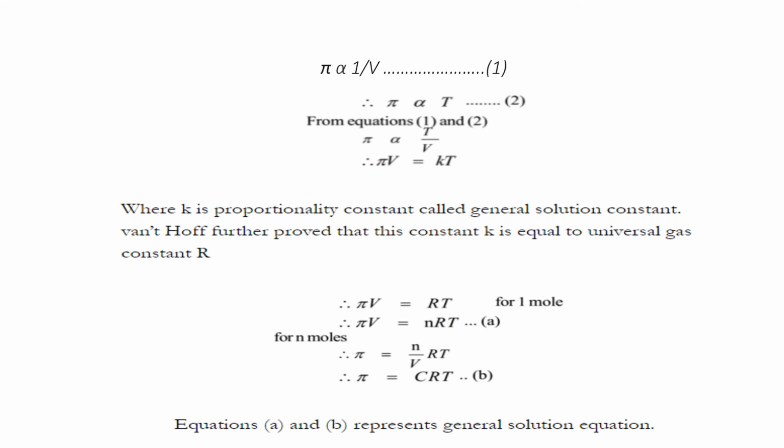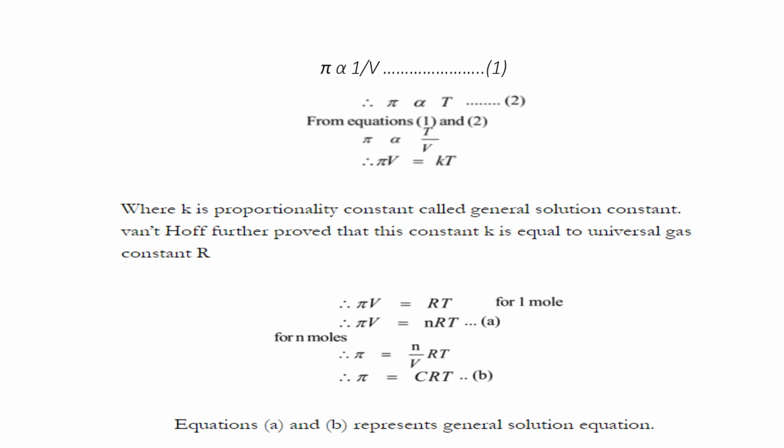By combining Van't Hoff-Boyle's law and Van't Hoff-Charles law, we get pi directly proportional to T by V. That is, pi V is equal to KT, where K is a proportionality constant called the general solution constant. Van't Hoff proved that this constant K is equal to the universal gas constant R. Therefore, in the above equation, pi V is equal to KT, the K may be replaced by R. Therefore, pi V is equal to RT for 1 mole.